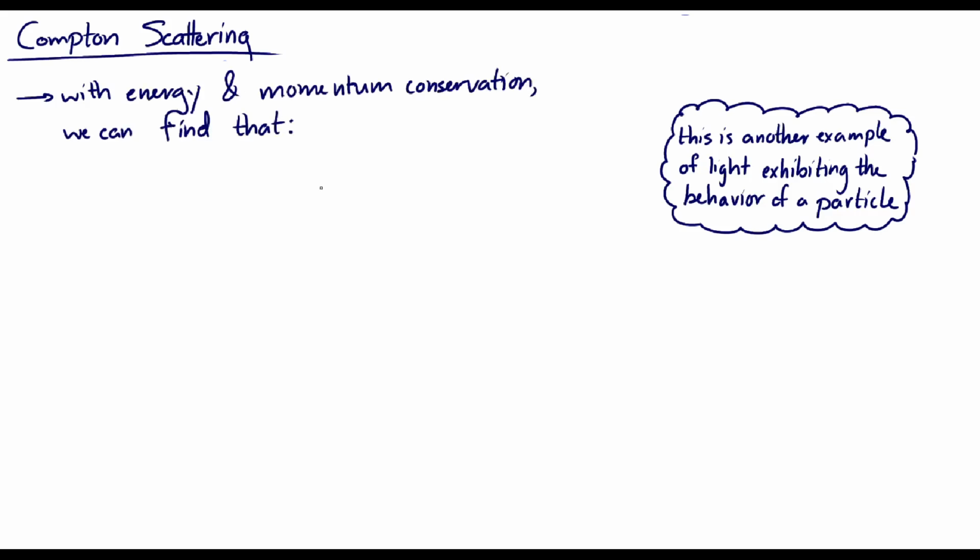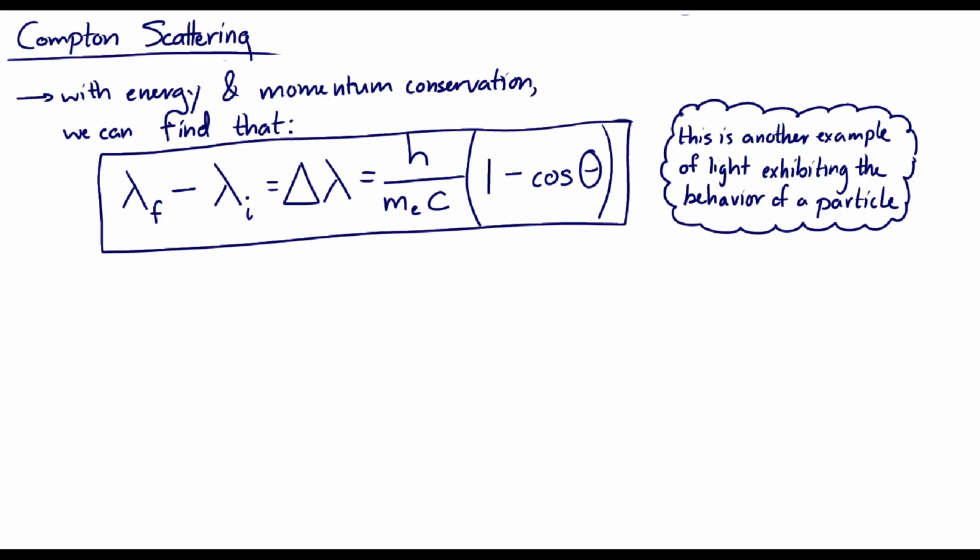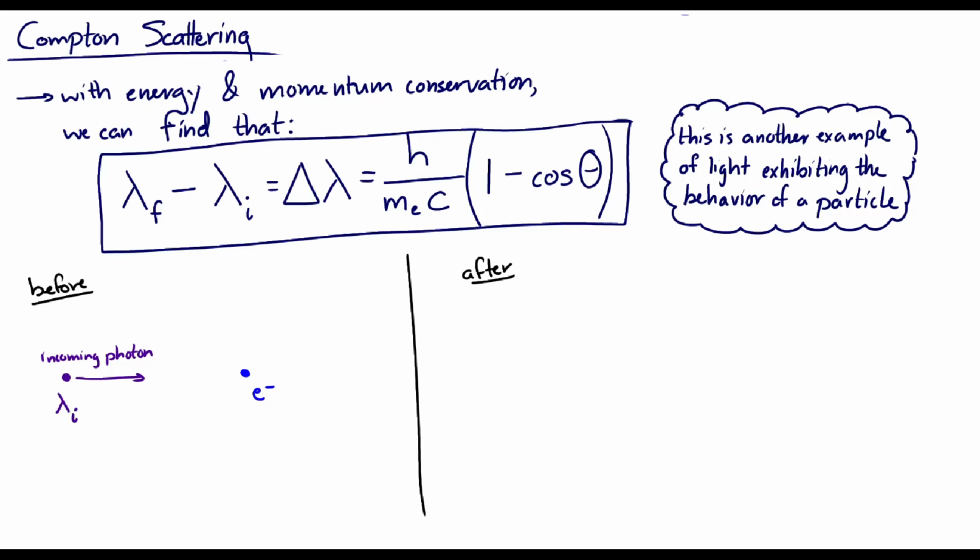I'm just going to give it to you without the derivation. Lambda f minus lambda i, which is the change in lambda, is equal to h over m_e times c times (1 minus cosine of theta). So to explain this, I'm going to redraw the idea behind Compton scattering. We're going to have the incoming photon here, and the incoming photon has a wavelength lambda i. After the interaction, we have the electron moving out over here, and we have the photon moving off over here, and the photon is going to move off at this angle theta.